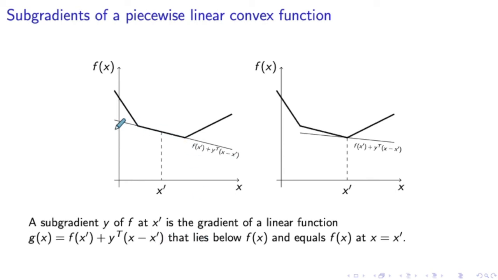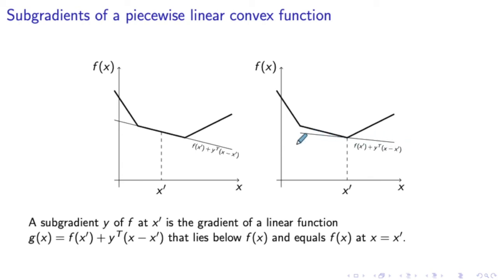So the line must be below the function and it must be equal to the function at x prime, and we can see there is only one line like this, right? So at the point of non-differentiability, if x prime is one of the points where the function is non-differentiable, then there are infinitely many linear functions that have this property.